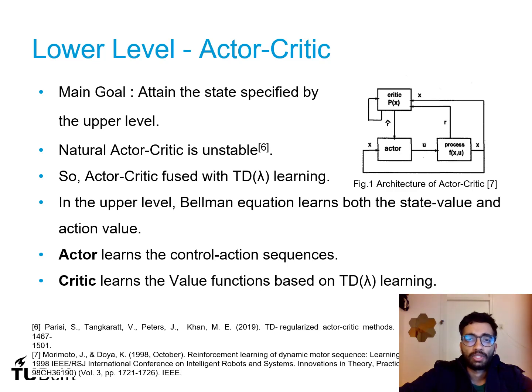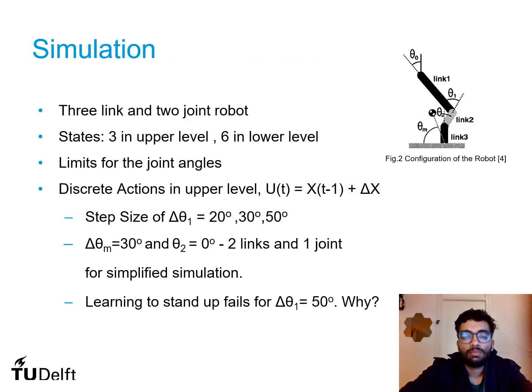the desired posture. The authors simulate the three-link two-joint robot to validate the learning speed and also the number of trials taken by the algorithm to learn the standup behavior. The upper level operates in low dimension, having the state of joint angles, and the lower level operates in high dimensions, having the state of joint angles and their corresponding joint angular velocities. There are limits set to each joint in the upper and the lower level.